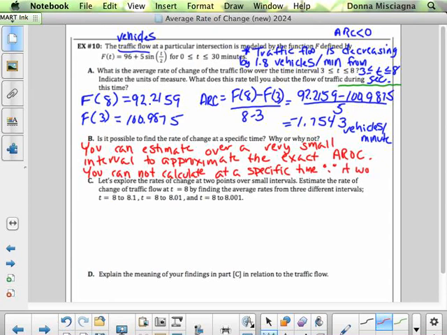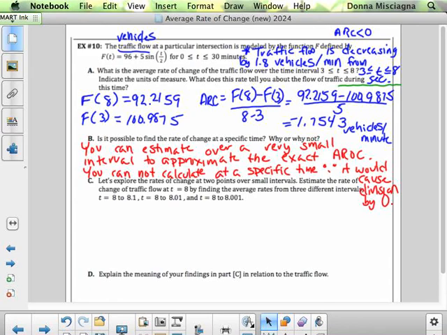It would cause division by 0. Right, so I can't have t of 5 and t of 5. Otherwise, I got 5 minus 5. That's 0 in a denominator. That's no good. Right? But I can estimate, I can approximate, and the closer the values are to each other, the better my approximation is of the exact rate.